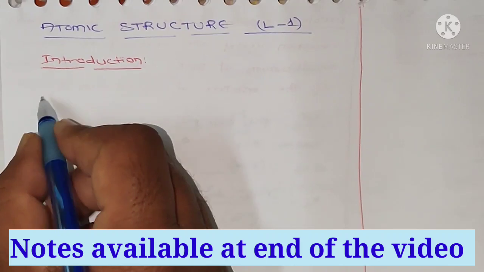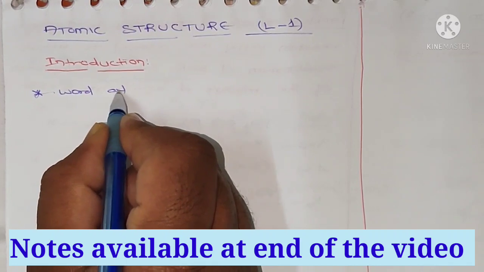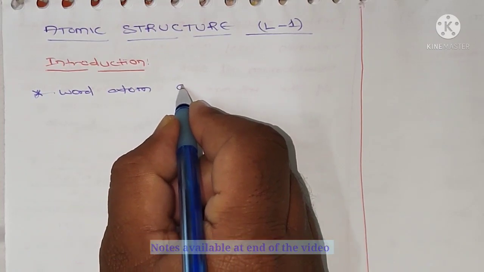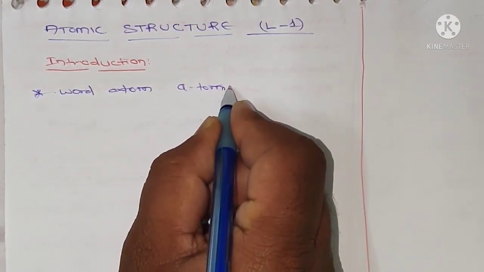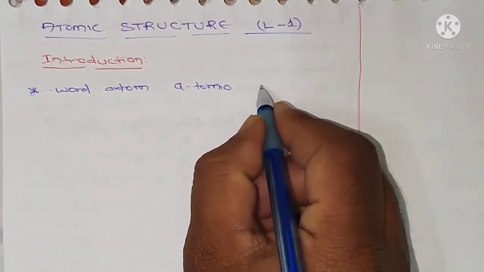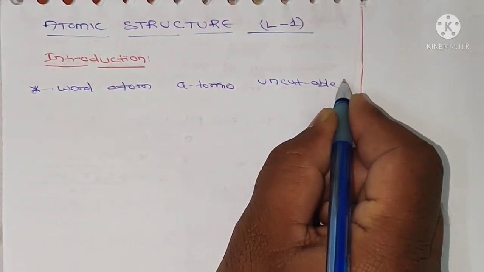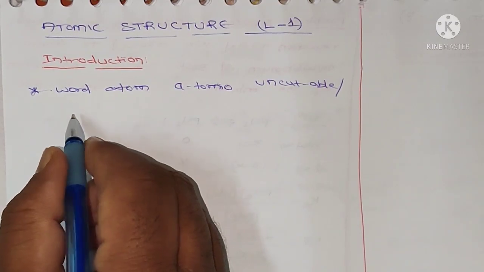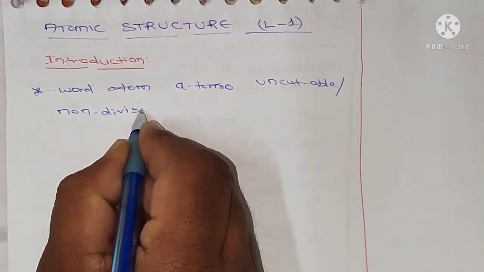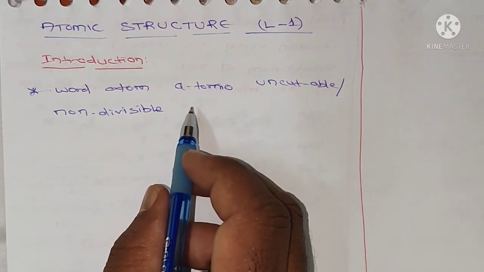Introduction of atomic structure. The word atom is derived from the Greek word atomio. Atomio means uncuttable, or non-divisible. So we cannot divide that atom.